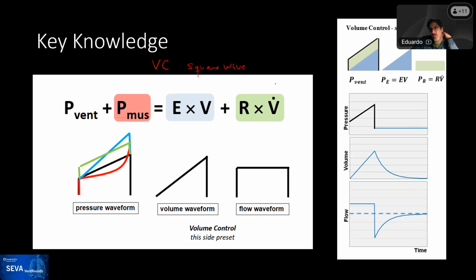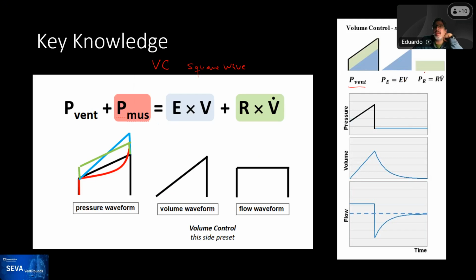Just to highlight some of the key components, what you have here on this graph is the equation of motion, and this is a passive patient, so there's no PMUS. You're going to have the P vent, and then the elastic component or elastic load, which is elastance times volume. We like this graph because it demonstrates how the elastic component changes as the breath goes through. At the beginning, there is no elastic load, and at the end of the breath, when all the volume has been delivered, there is the maximum elastic load.